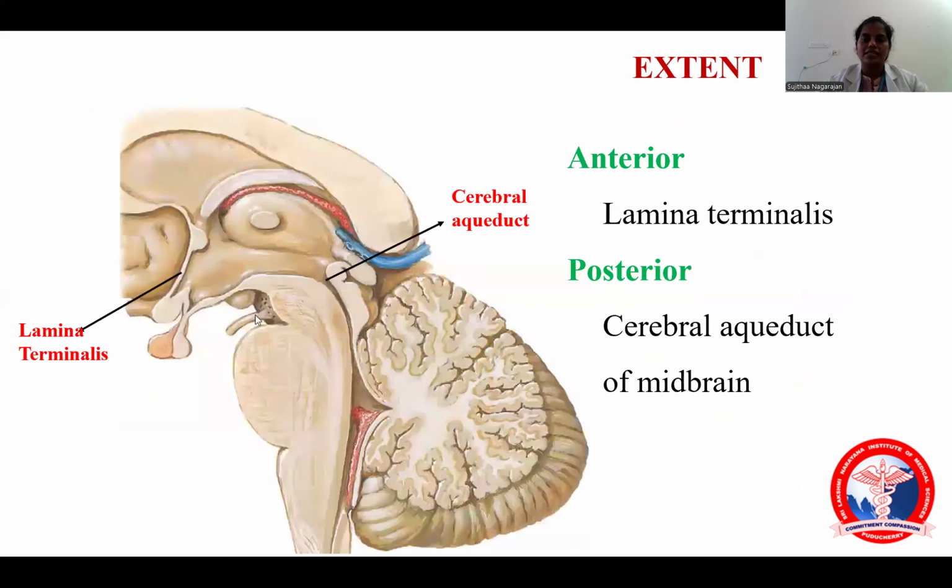Now, what is the extent of the third ventricle? It extends anteriorly from the lamina terminalis to posteriorly to the cerebral aqueduct of the midbrain. So posteriorly we can see the cerebral aqueduct of the midbrain.